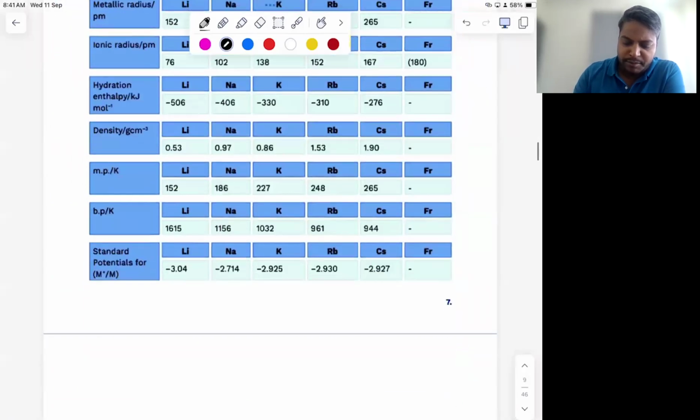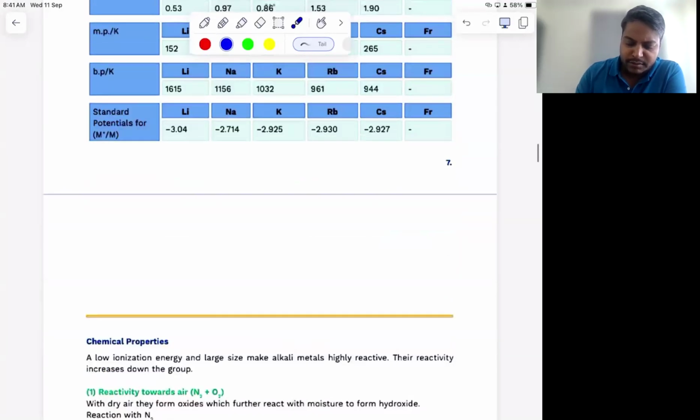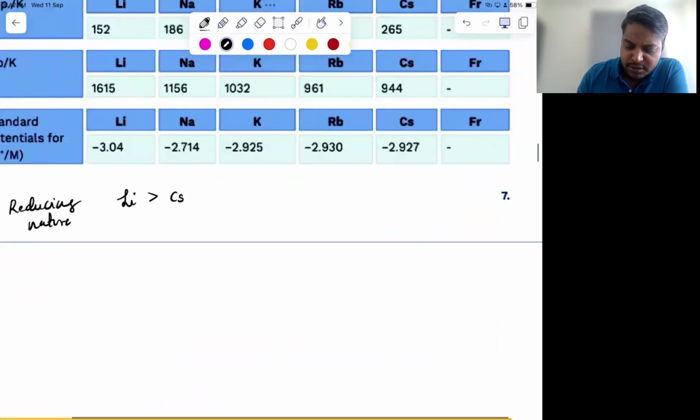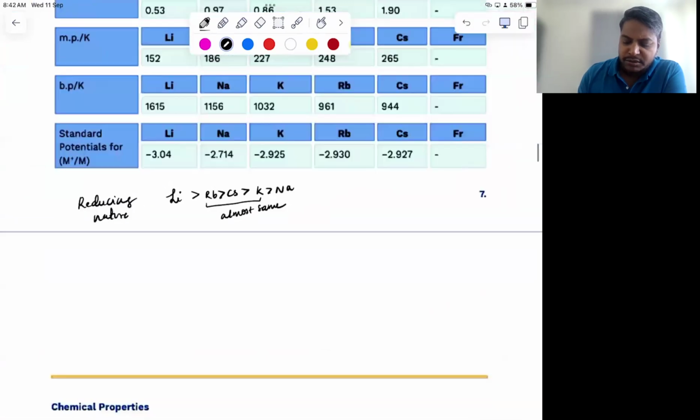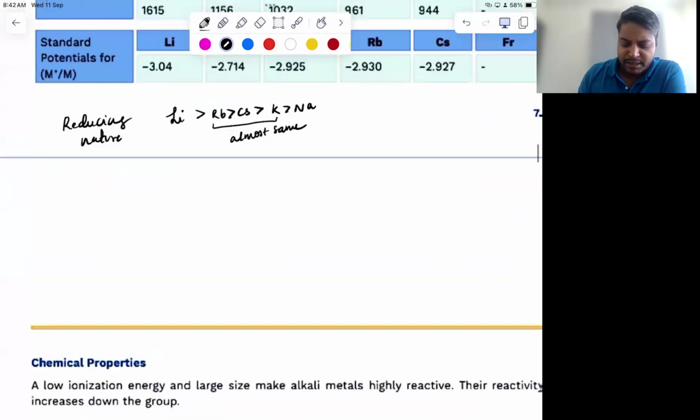Next important part in this case is the standard reduction potentials. You can notice the standard reduction potentials of lithium, the reducing nature. If you compare the reducing nature, lithium has the highest, then comes, sorry, by data it is rubidium, then cesium, correct? Then potassium, and then sodium. These three are considered to be almost same, and then comes sodium. This is the reducing nature as far as group 1 metals are concerned.